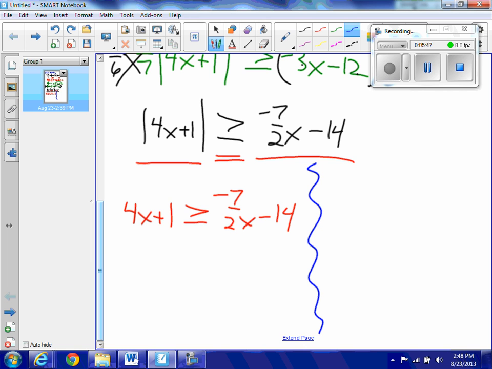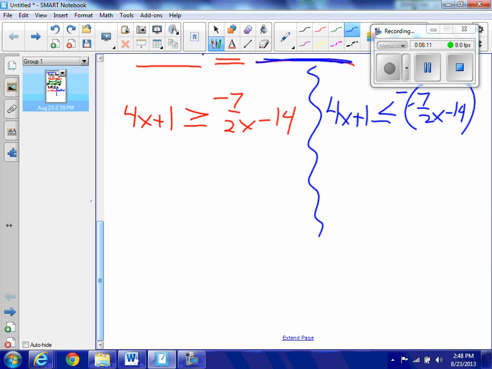is going to be 4x plus 1 is less than or equal to negative 7/2 x minus 14. So the negative of this value right here. So let's do the left side first. I'm going to subtract 1 from both sides. So I'm going to have 4x is greater than or equal to negative 7/2 x minus 15.